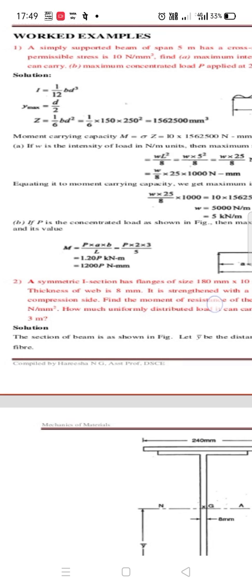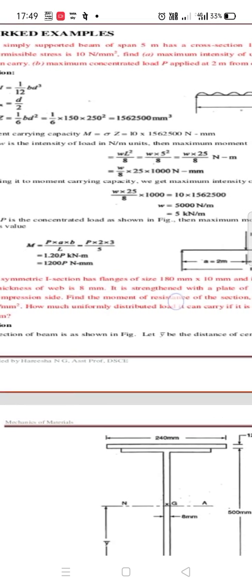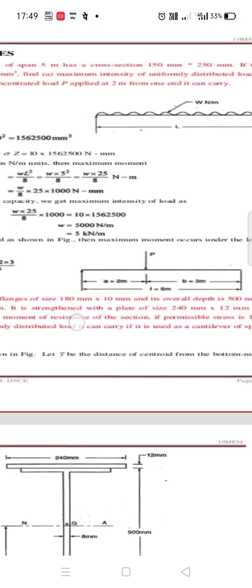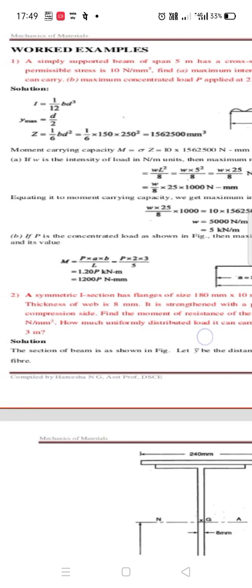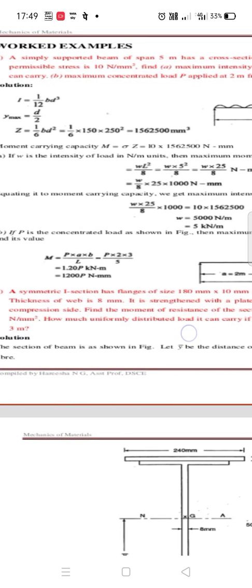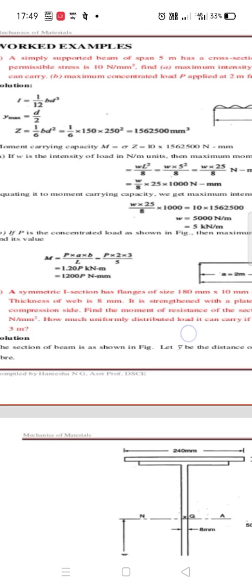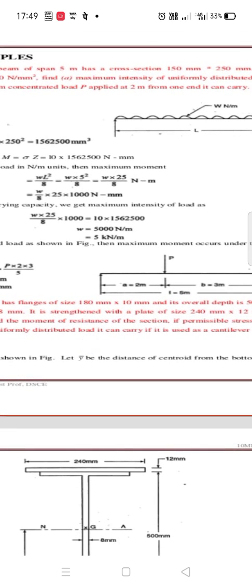Finally, if P is a concentrated load as shown in the figure, the maximum moment occurs under the load and its value M is equal to P into a into b divided by L, that is, point load into the distances a and b divided by the length of the span. So the moment is equal to 1.2 P kilonewton meter. Converted into Newton, 1200 Newton meter. Okay, thank you.